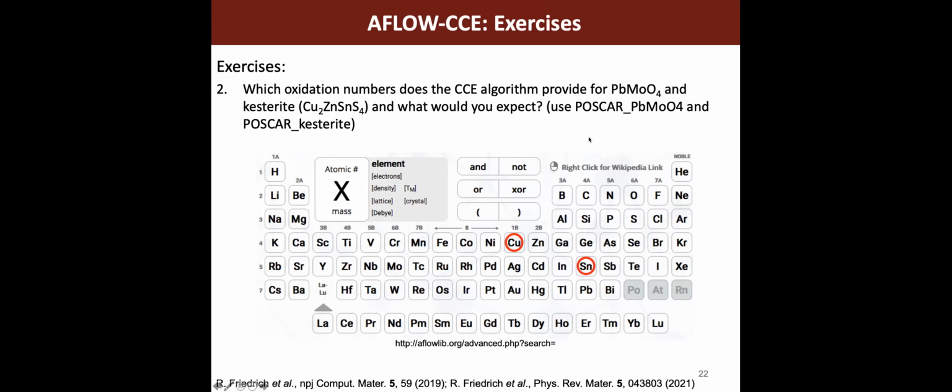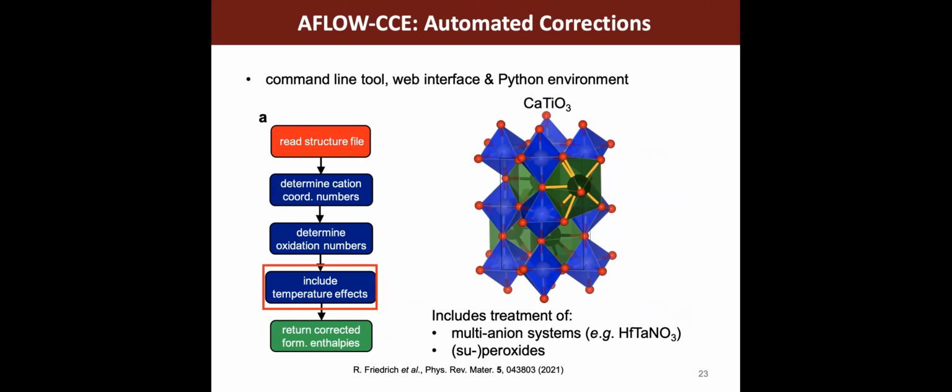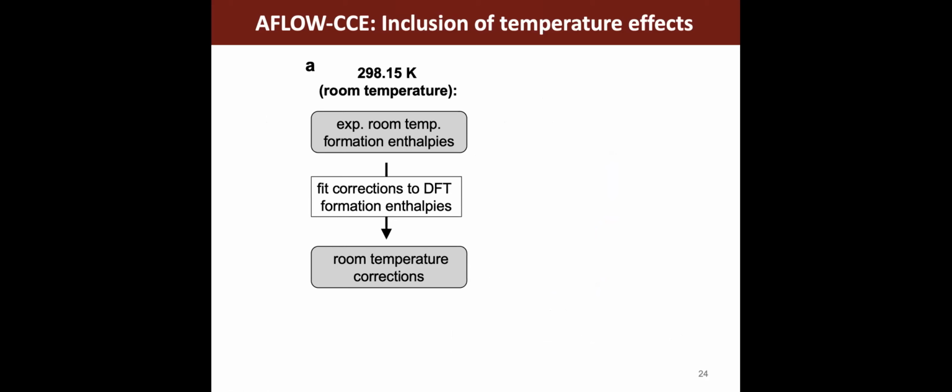Okay, so I guess this gives you an idea of what the CCE tool can do in terms of cation coordination numbers and oxidation numbers. And now we go to the final part of our workflow. Essentially, we can include also temperature effects right away in the corrections. So you only provide a structure, you haven't done any temperature calculation, but you can include those temperature effects in the corrections. And the way this works is briefly sketched here.